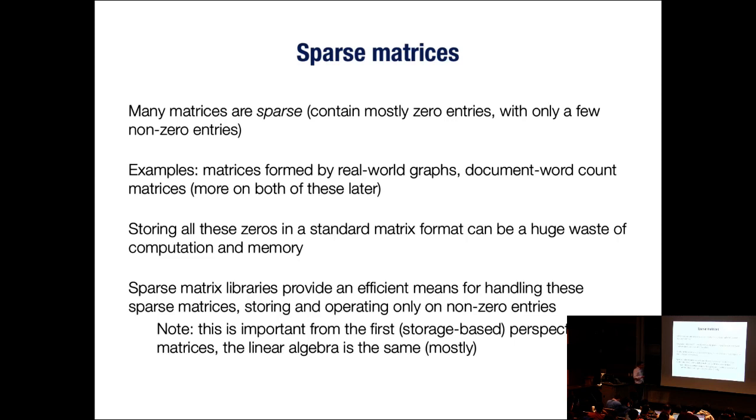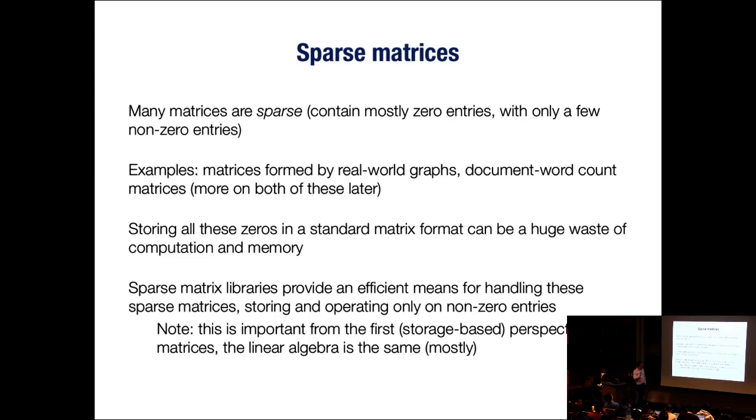So what sparse matrix libraries provide is an efficient way of handling sparse matrices natively, where you actually only represent in the matrix those entries that are non-zero. And they do it in different ways.